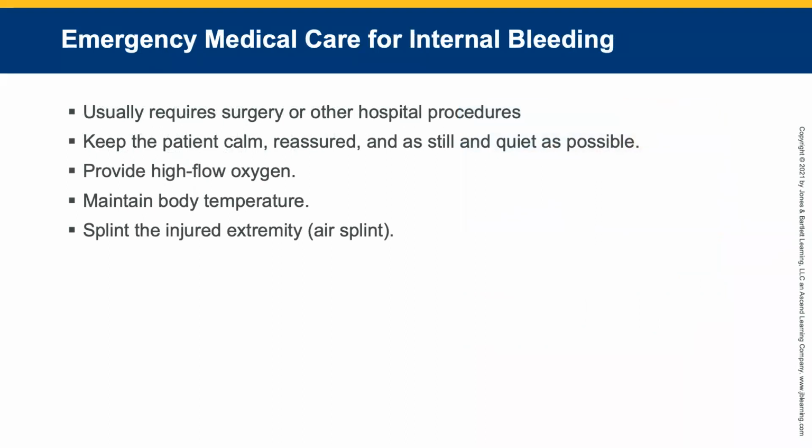So emergency medical care for internal bleeding: basically keep the patient calm, reassure them that everything's going to be okay. Just let them be still. Give high-flow O2, and splint the injured extremity if needed. Never use a tourniquet to control bleeding from closed internal or soft tissue injuries. Look at skill drill 26-5 to discuss internal bleeding.